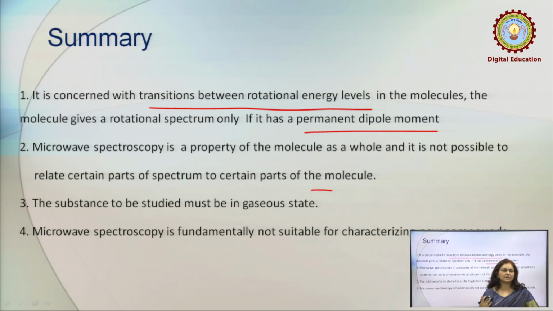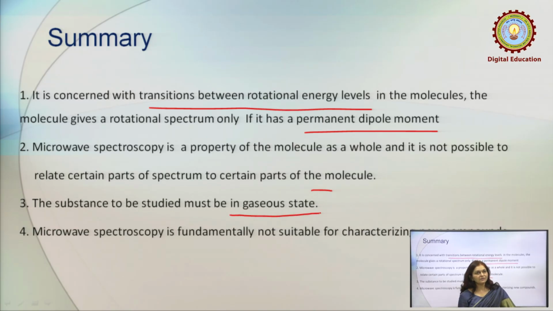We cannot study the fragments of a molecule with the help of microwave spectroscopy. The substance to be studied must be in gaseous state, and microwave spectroscopy is fundamentally not suitable for characterizing new compounds. It is one of the limitations of microwave spectroscopy.